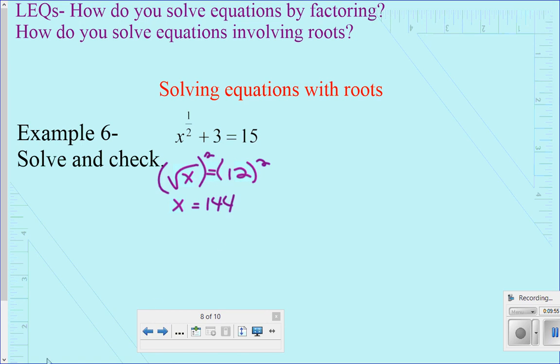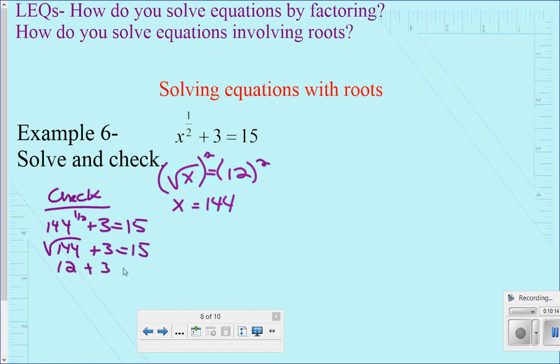Well, I want to check that because, again, this is an even root. So we're going to check by putting 144 back in. So 144 to the 1/2 plus 3 should equal 15. Well, that's the square root of 144 plus 3 should be 15, and 12 plus 3 is 15. So it works, which means I circle it, and that is my answer.